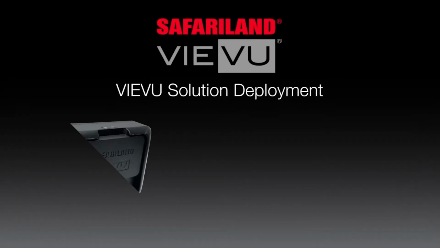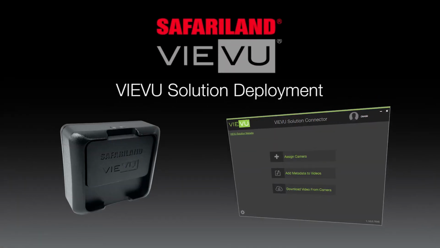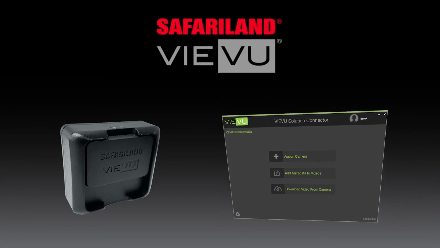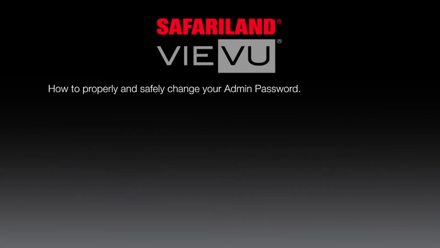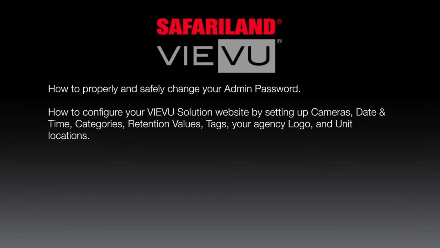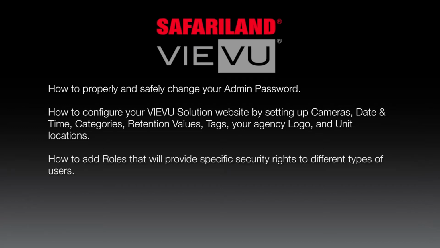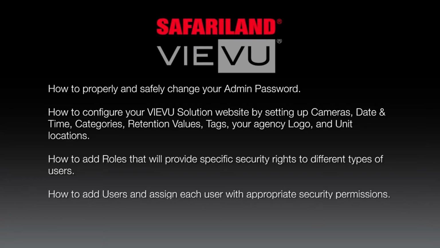In this video, you'll go through the steps required to set up a basic VIEVU Solution deployment, including how to properly and safely change your admin password, how to configure your VIEVU Solution website by setting up cameras, date and time, categories, retention values, tags, your agency logo, and unit locations, how to add roles that will provide specific security rights to different types of users, how to add users and assign each user with appropriate security permissions, and optionally, you can set up IP restrictions.